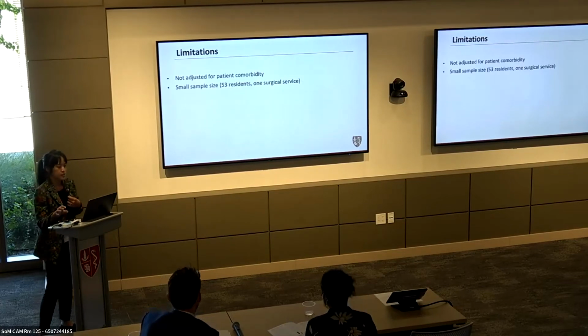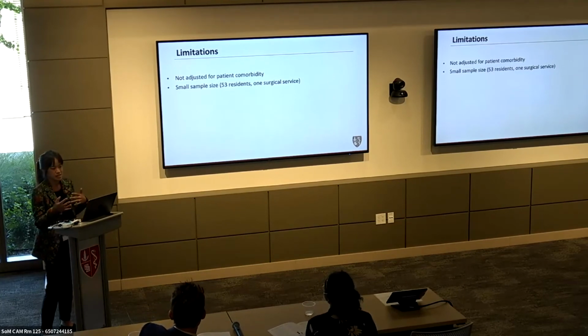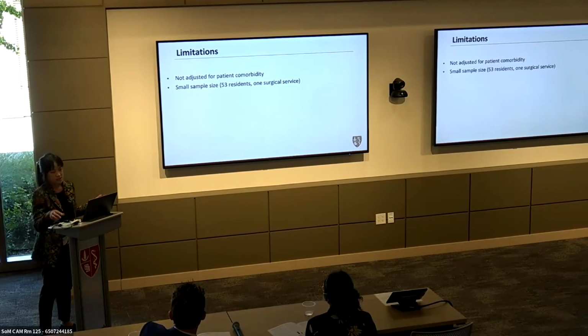So, some limitations about this work: we're not adjusted for patient comorbidity. We did do patient census, but obviously if you have sick folks, you're going to be more busy. And this is a small sample size, 53 residents with one surgical service.